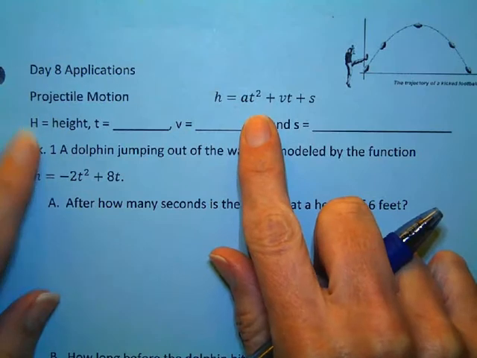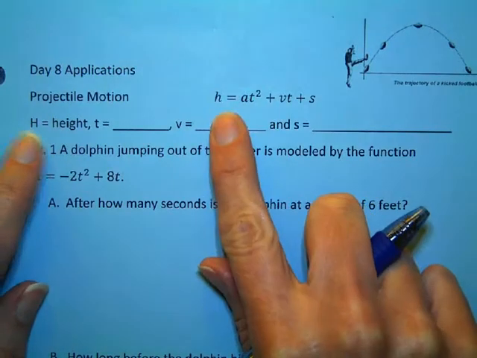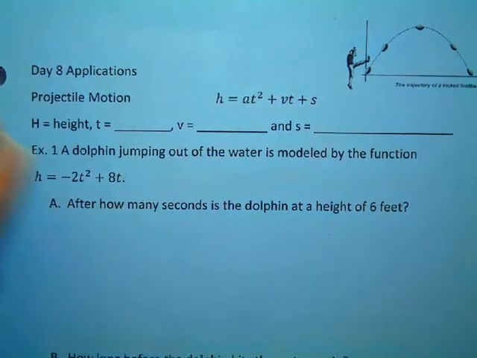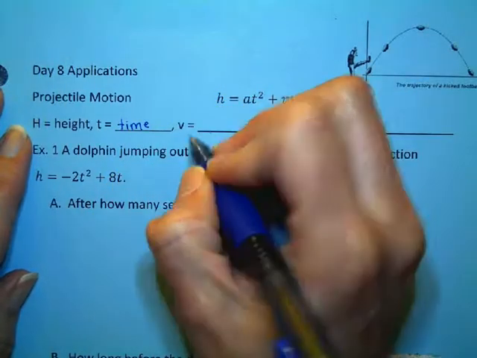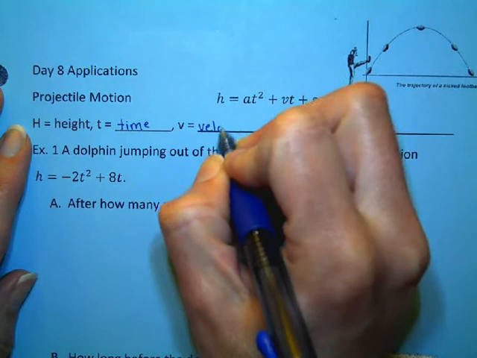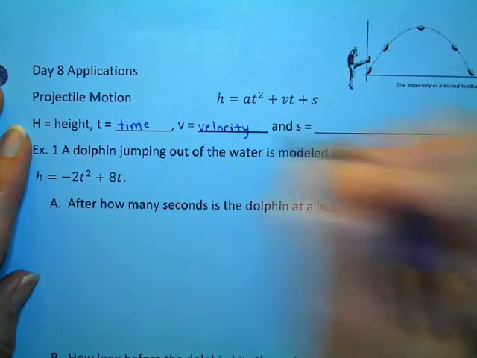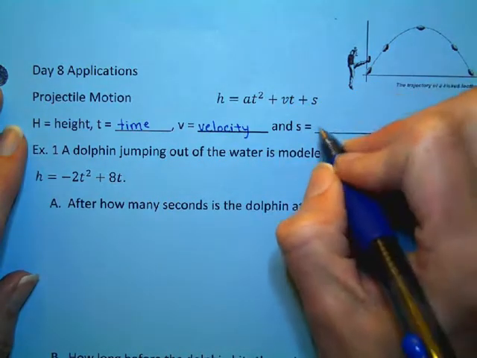It has a squared term in it. The h here stands for height. It's supposed to be a lowercase h. T stands for time. V stands for velocity. And S stands for the starting height.